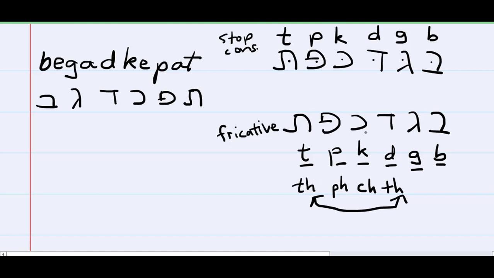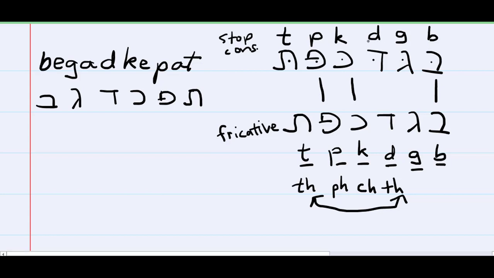Now, which sets of these begadkepat consonants actually distinguish the sound today? The bet, the kaf, and the pe. Almost everybody distinguishes these three. B, v, k, ch, p, f.